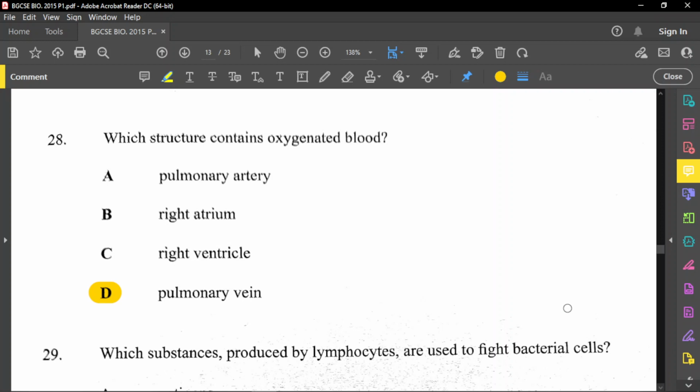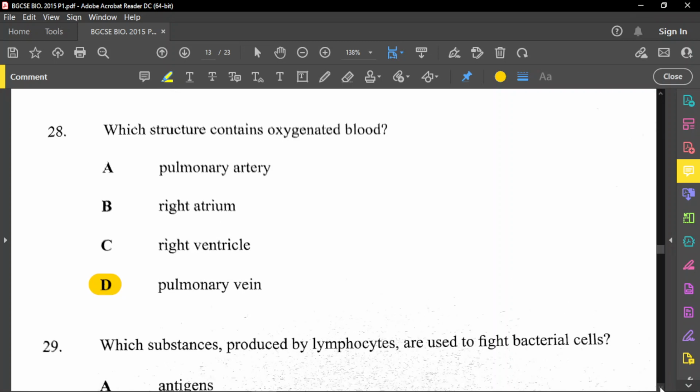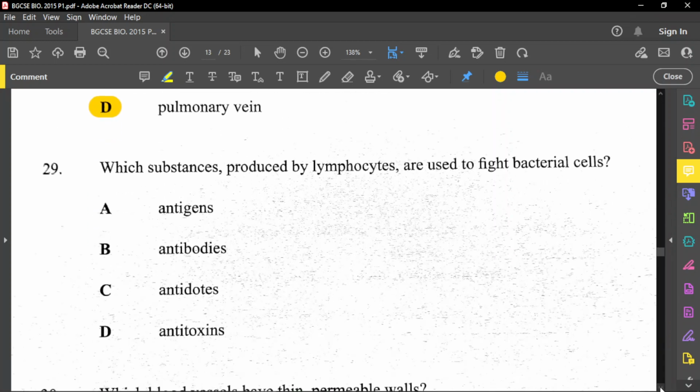So 29 asks, which substance produced by lymphocytes is used to fight bacterial cells? And so we have antigens, antibodies, antidotes, and antitoxins. Antibodies are produced by the lymphocytes, and so antibodies will be our correct answer.